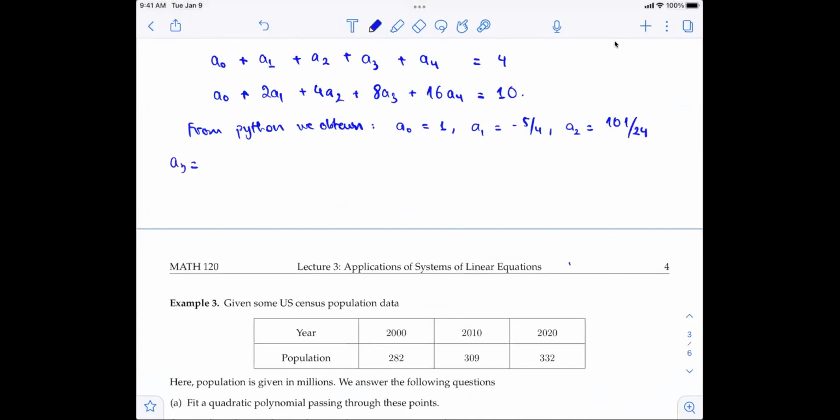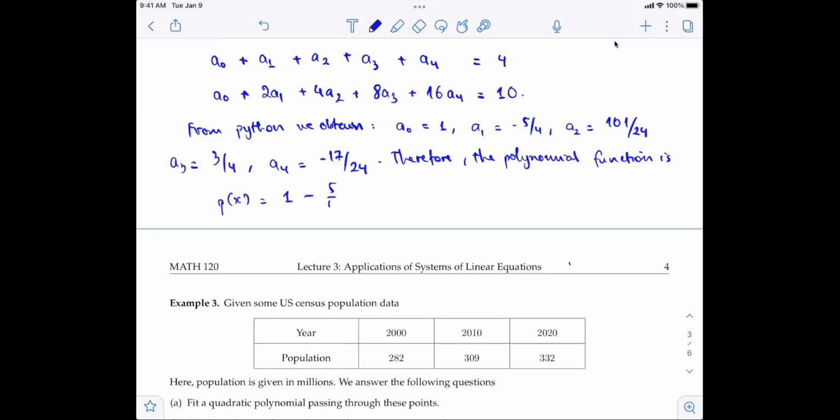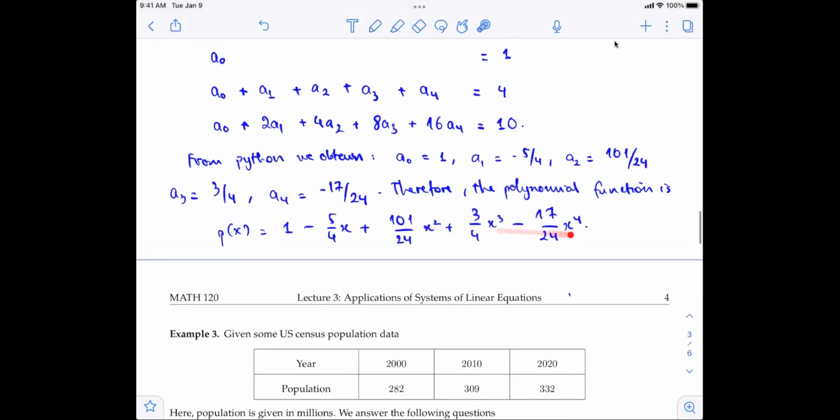A3 is equal to 3/4, and A4 is equal to -17/24. Therefore, the polynomial function is of the form P of x equals 1 minus 5/4x plus 101/24x squared plus 3/4x cubed minus 17/24x to the fourth. And that is the function in the graph.